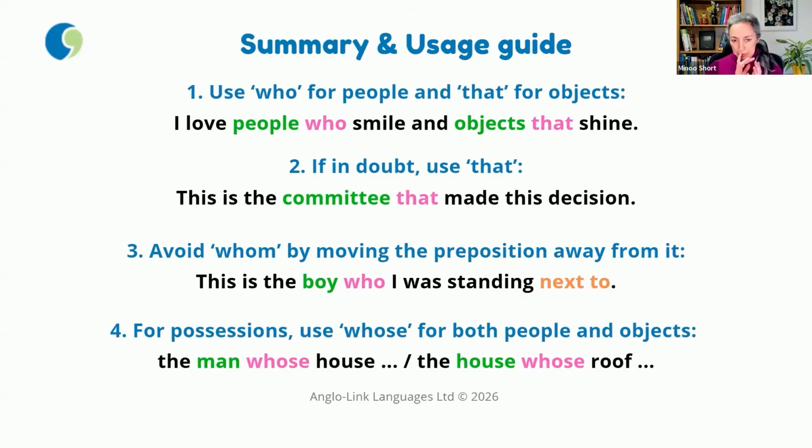Third thing to remember, avoid whom by moving the preposition away from it, especially in British English. So this is the boy who I was standing next to. The fourth, for possessions, use whose for both people and objects. So the man whose house, and also the house whose roof.